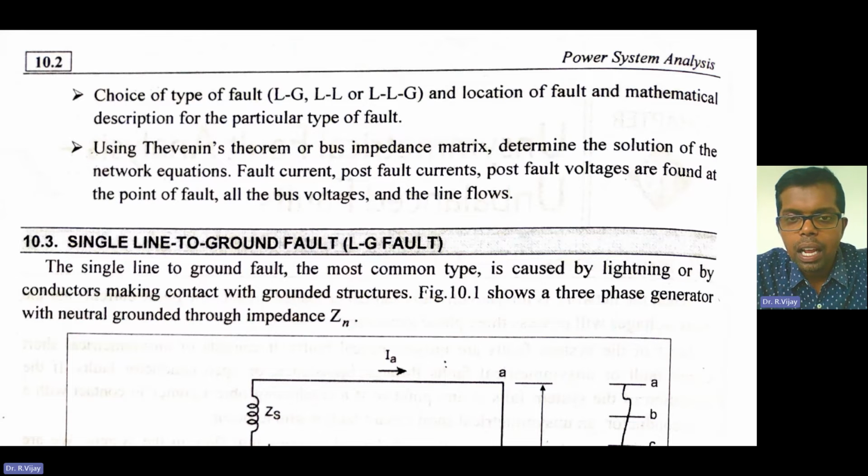After the fault, how may this fault current change? Post-fault voltages, say for example, 110 kilovolts. After the fault happens, what is the voltage found there? Like that, we need to analyze. At that particular point, we are analyzing at the point of the fault, all bus voltages and the line flows.